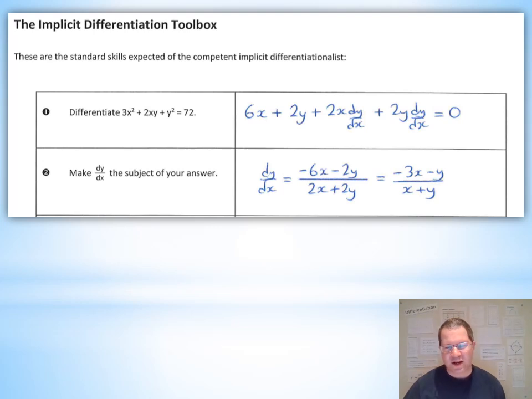However, in part 2, we have been asked to make dy by dx the subject of our answer. In order to do that, we can see from the original differential there are two terms with dy by dx. So we're going to move everything else over to the right, factorize out the dy by dx and then divide. If we do that, we'll end up with dy by dx is equal to negative 6x take away 2y over 2x plus 2y. And then if we divide each of those bits by 2, we get negative 3x take away y over x plus y.